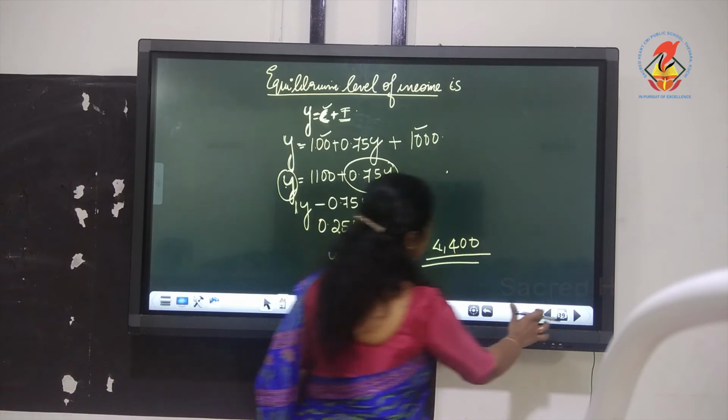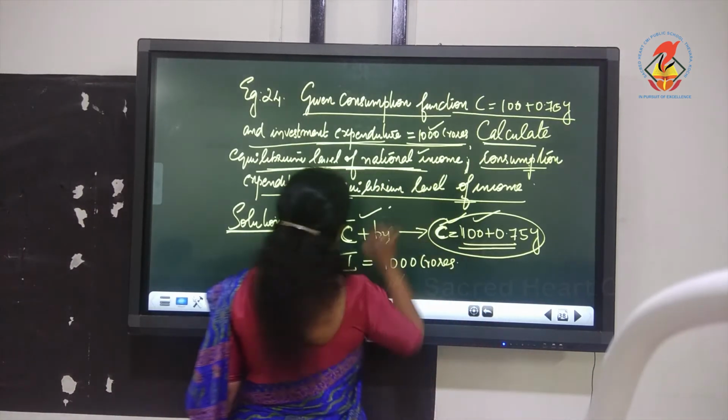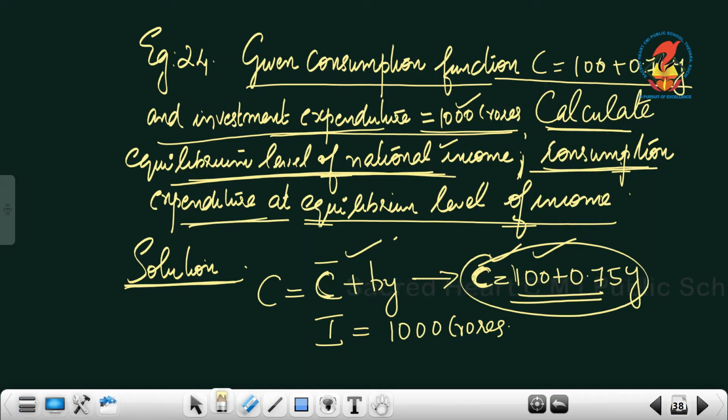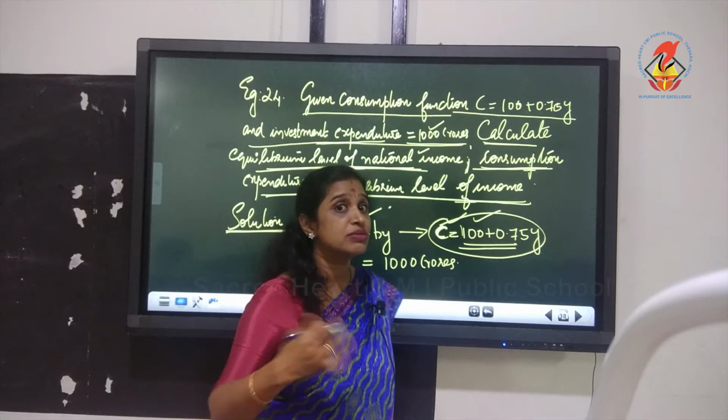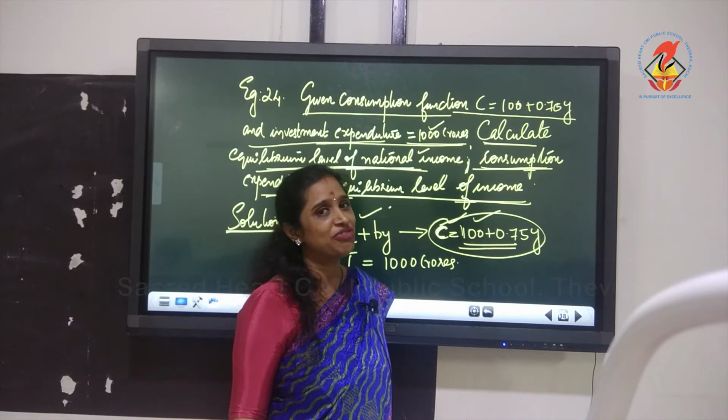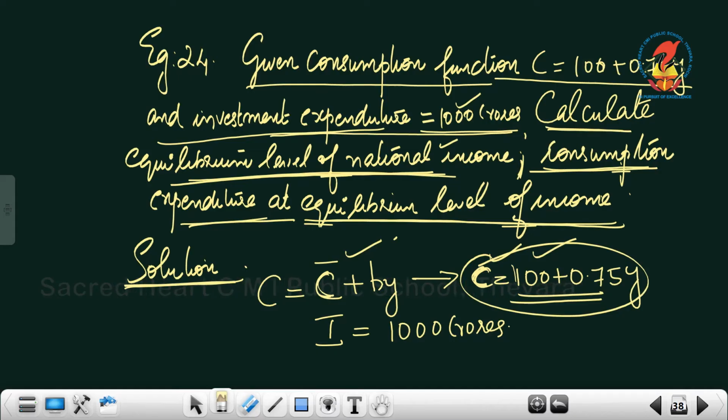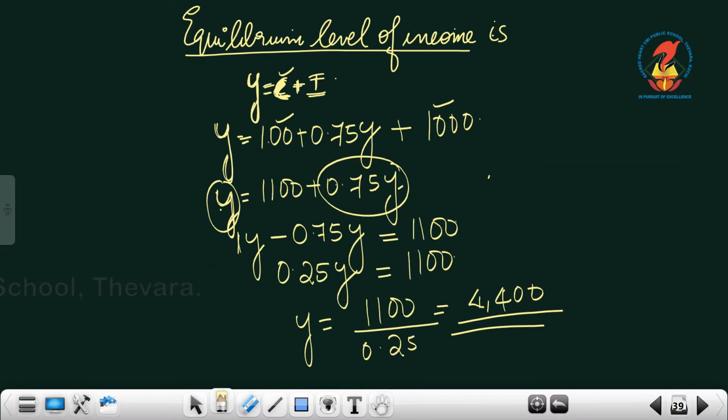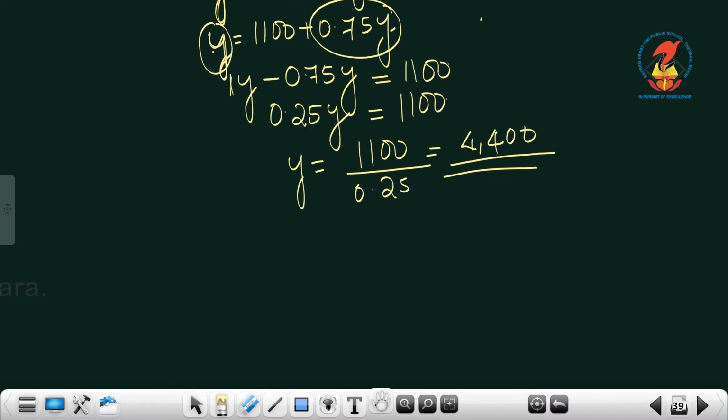Now what is the next? You are asked to find out consumption expenditure at equilibrium level of income. What is the consumption equation given here? C is equal to C bar plus BY. So you are asked to find out that C. So we can find consumption expenditure at equilibrium level of income.